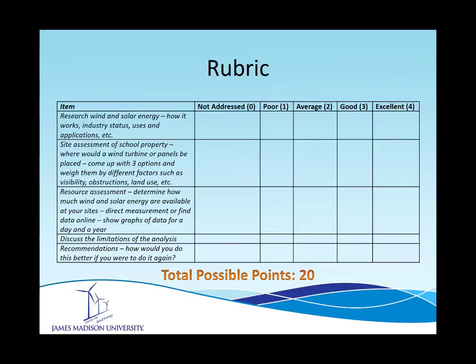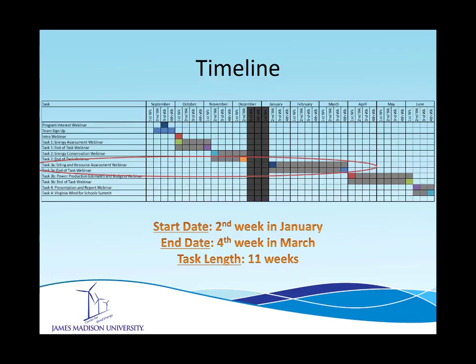So if you're going to be scoring this particular task, or you would like to send it to the Center for Wind Energy for us to score, here are the topics that we will be looking at. First, your research on wind and solar energy. Second, the site assessment with the 3 options, and you're weighing them with different factors. Your resource assessment, wind and solar, and looking at all the different graphs that we need to illustrate the characterization of our wind. Discussion of the limitations of the analysis and the recommendations for a total of 20 points.